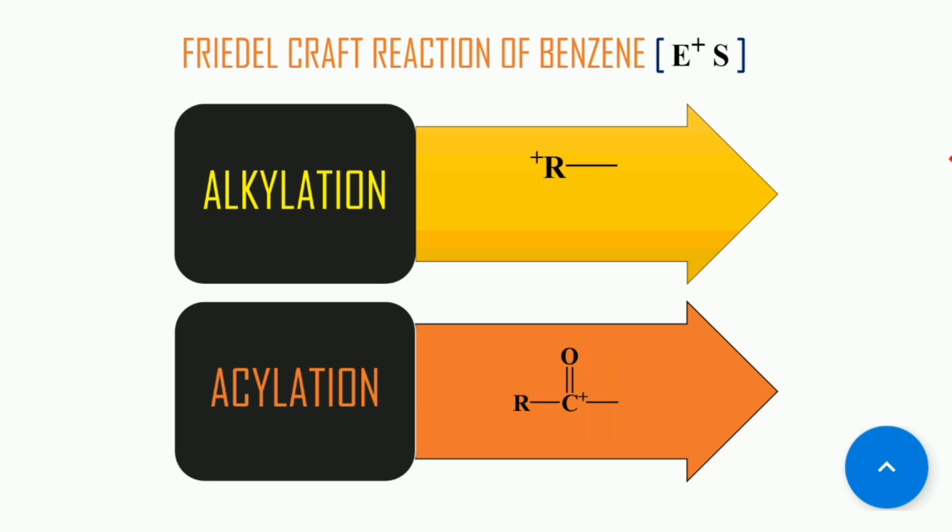So here R will represent CH3⁺, C2H5⁺, and it goes on like this, means it may be a hydrocarbon. This same R value is used for both cases, in case of alkylation as well as acylation. Now today we study only alkylation, that is a part of the Friedel-Crafts reaction of benzene. So what will happen? Let's see.